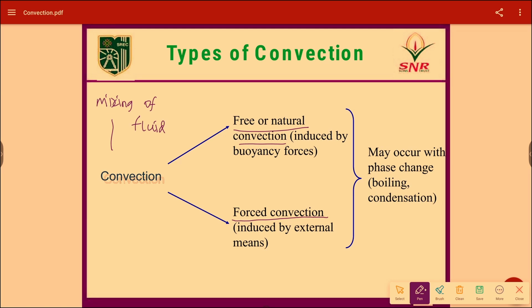If the fluid motion happens due to the buoyancy force, then it is called free or otherwise natural convection. On the other hand, if you use an external force, say we are using a fan to blow air, or you are using a pump to pump the fluid inside some tubes, that is a case of forced convection. So basically how the fluid motion happens decides whether it is free convection or forced convection.